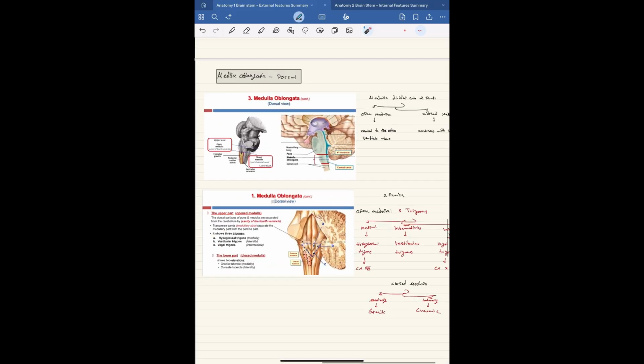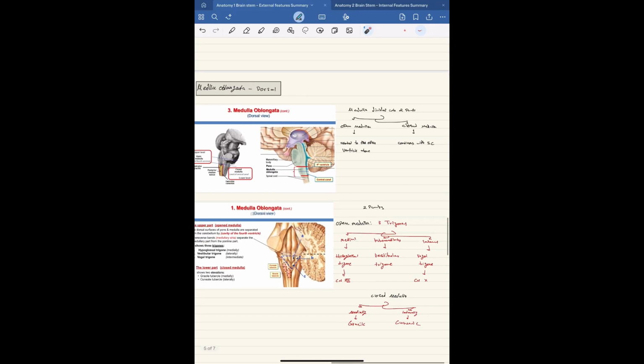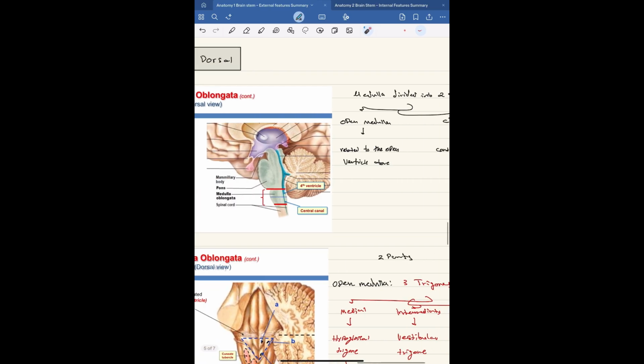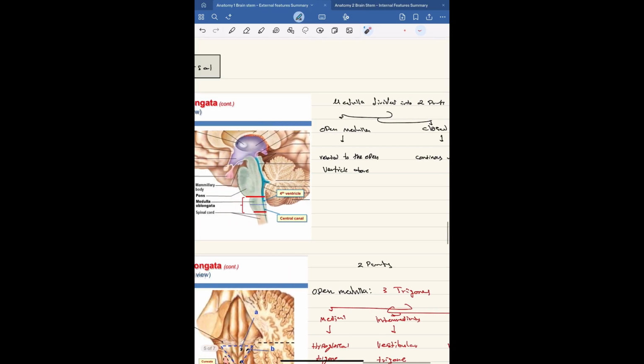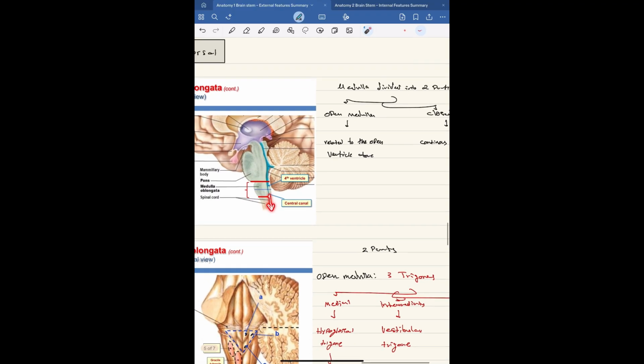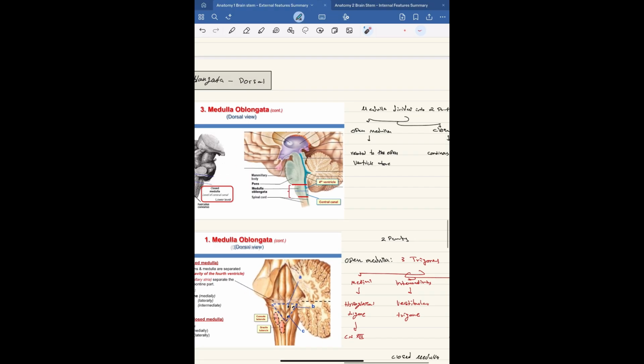Now let's go to the dorsal aspect. For the dorsal aspect, as I told you already, we have the open medulla and closed medulla. The open medulla is related to the ventricle above, and the closed medulla is continuous with the central canal of the spinal cord. It's continuous with the spinal cord.